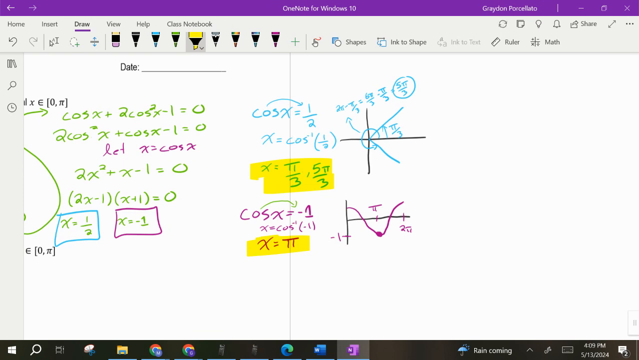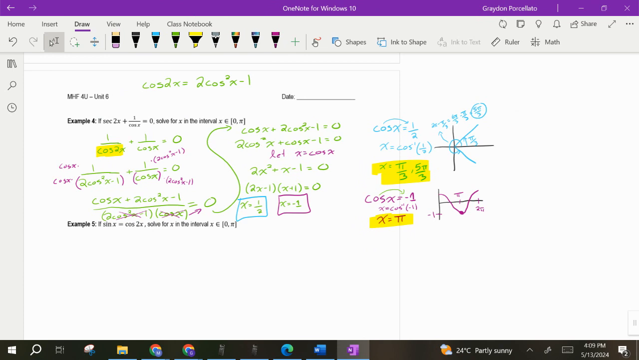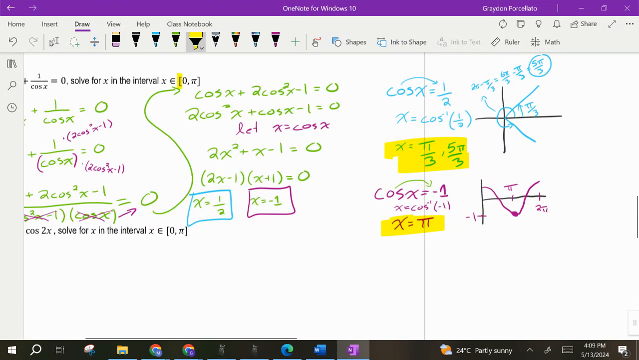Now, it's always good to check back at our question, and I'm just noticing right now that my solutions had to be in the interval 0 to pi, so I actually don't need this solution. 5 pi over 3 is bigger than pi, so that solution is inadmissible.